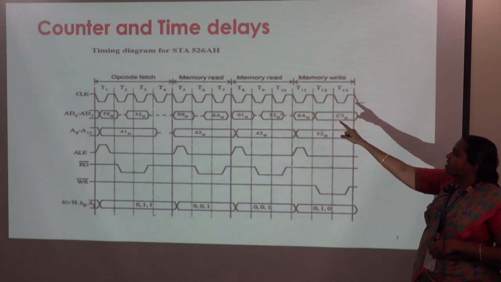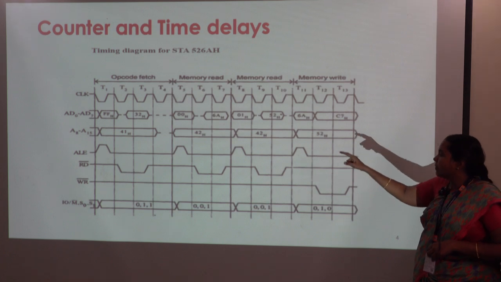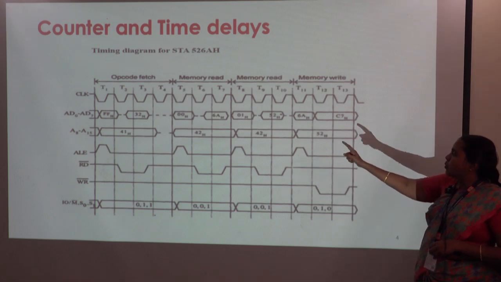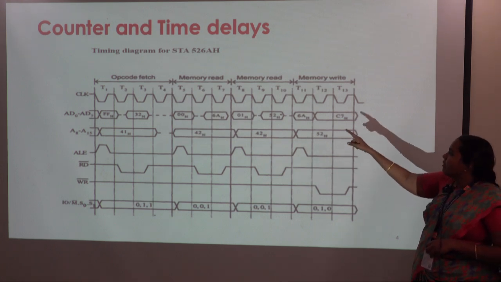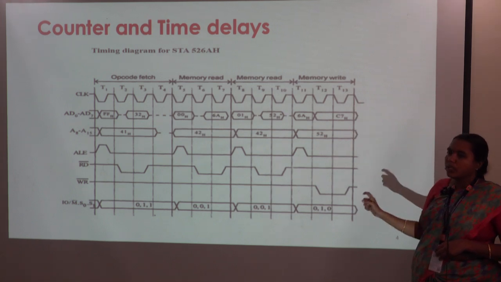6A is the lower order address. The lower order address is transferred to 4200. The next one is 4201, the next consecutive address. F2 is the higher order address. The higher order address moves on to 4201.